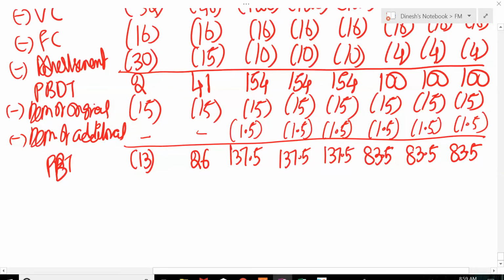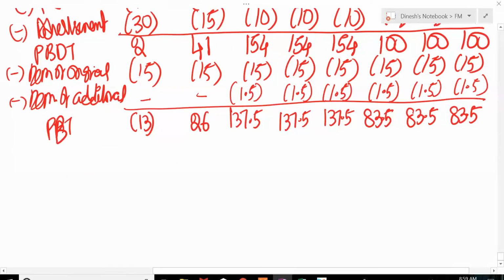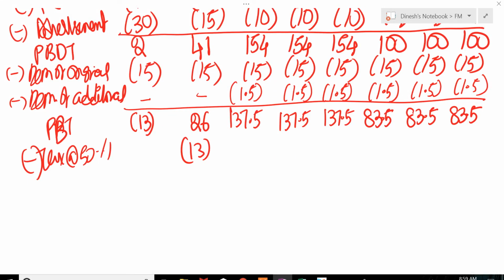Any doubts on PBT? Now listen for some time. Now what is the tax rate given in the question? Now let's take year 2. Year 2, 26 into 50% is 13. Whatever I get, I put it in brackets because I am going to deduct it. Negative 13 into 50%, negative 6.5. I am going to put it in brackets. It will become plus 6.5. Negative of negative. Minus 13 into 50% is minus 6.5.